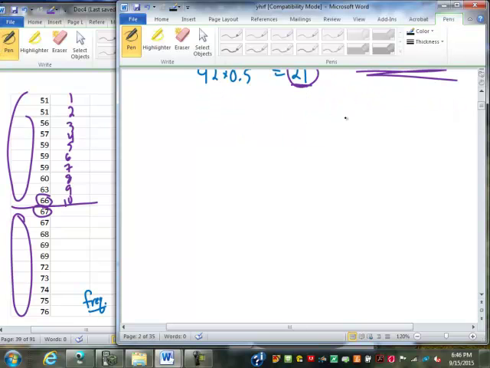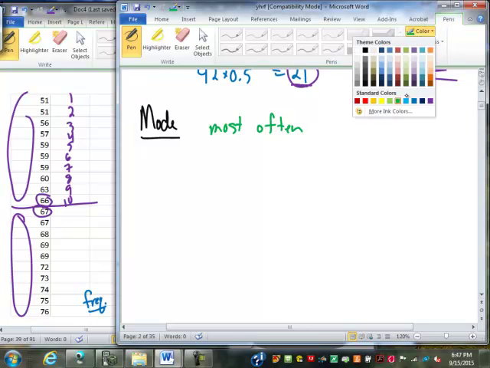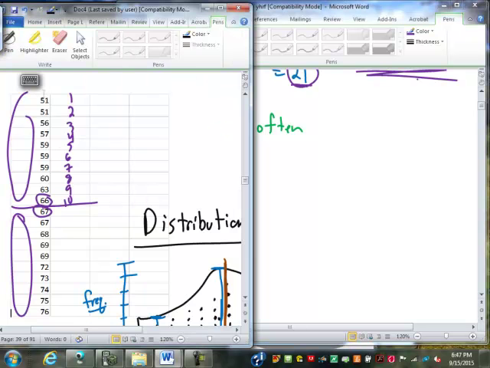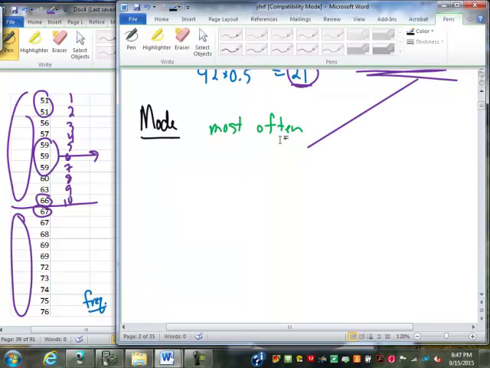There's a third of our most common measures of center, and that is the mode. The mode is strictly the one that occurs the most often. So looking over this list, is there anything that's repeated more than once? Well, 51's twice. 59 is 3 times. 67's twice. 69's twice. That's it. So 59 would be the mode of this data. It is the number that occurs the most often.